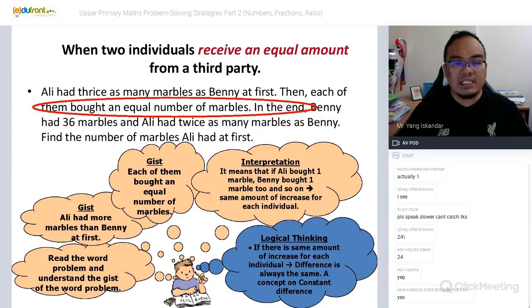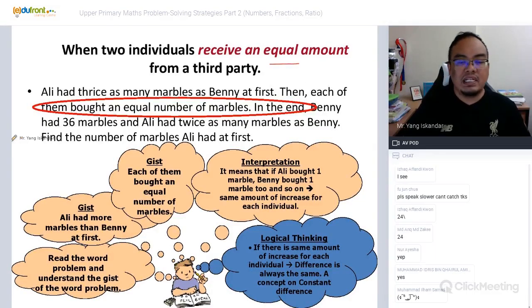Okay, now another example in which we can use this strategy is when two individuals receive an equal amount from a third party, from someone. This is a keyword here, receive an equal amount. Example here, let's read together.